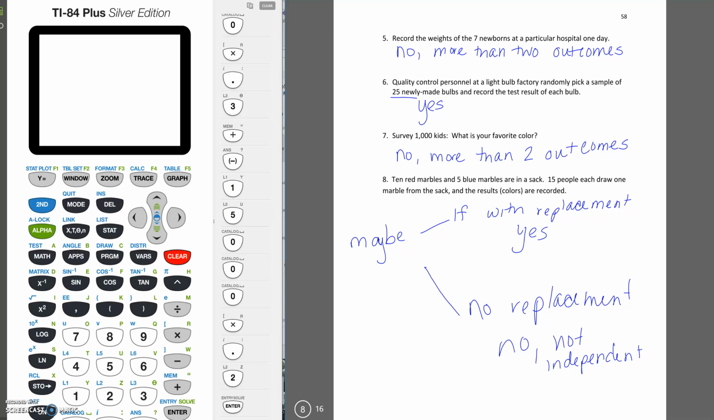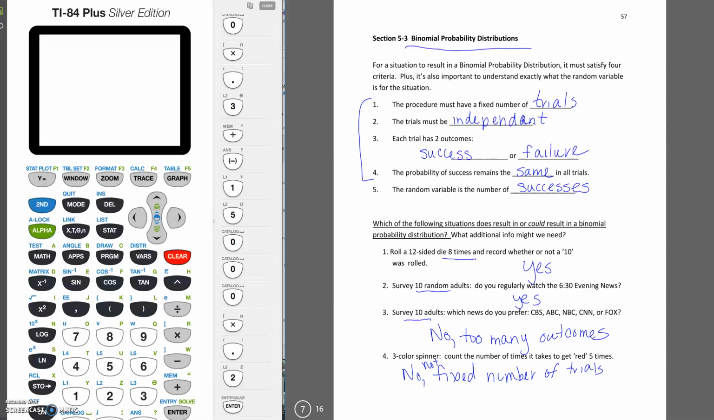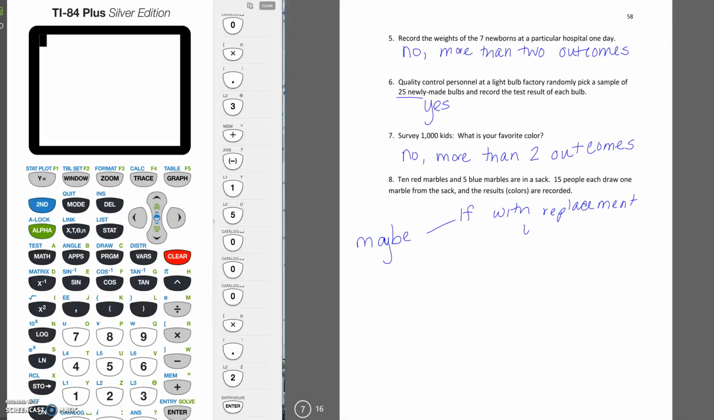So that's kind of the thinking of how to think through whether a situation is binomial or not. Just remember, it has to fit those 4 categories. There have to be a fixed number of trials. The trials have to be independent, only 2 outcomes, and the probability of success must stay the same in each trial.